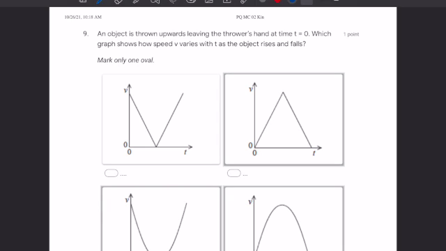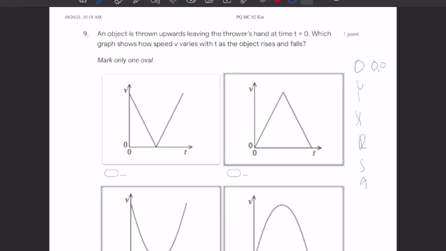So we have an object thrown upward that leaves a thrower's hand. And we have our graphs here, so let's do our velocity-versus-time graphs first. We look quickly: v-t, v-t, v-t, v-t.